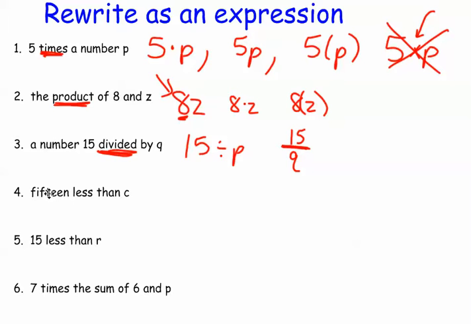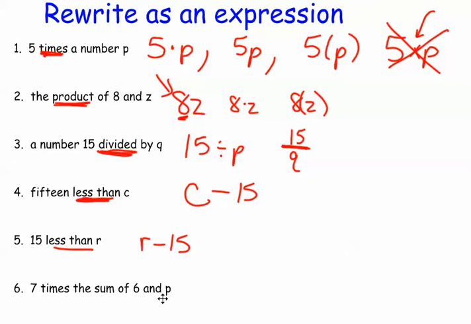All right, 15 less than c. Ooh, I told you to be careful about that. 15 less than c actually means I'm starting with c, and I take away 15. Okay. 15 less than r, same thing. I have an r amount of things, and I'm taking away 15.